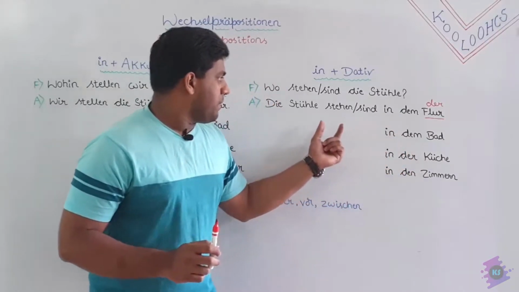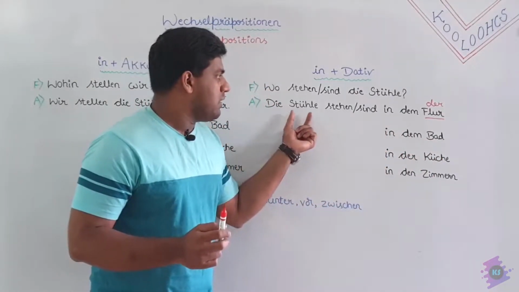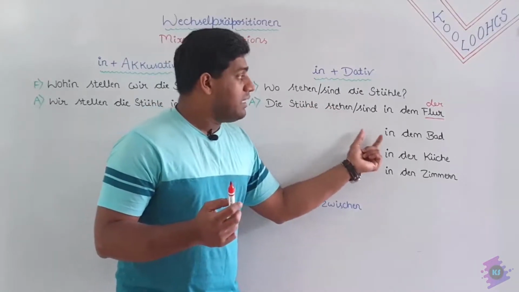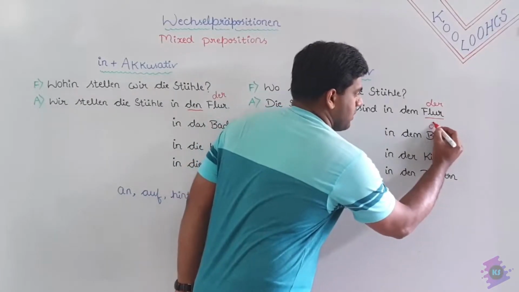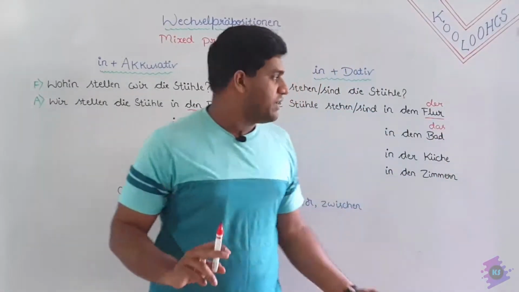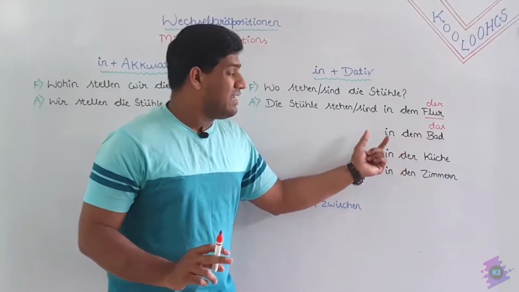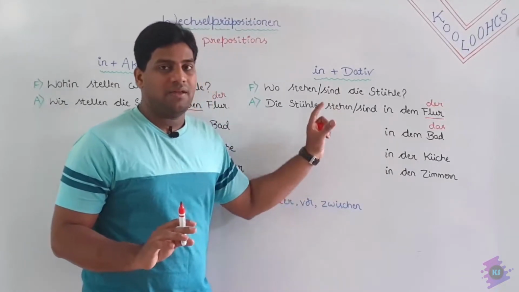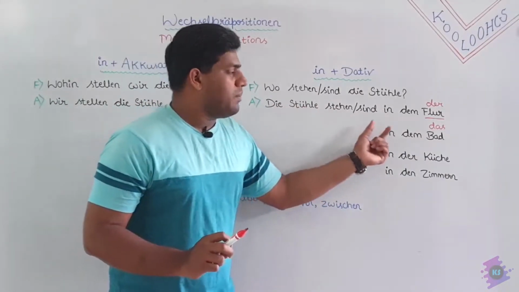And next, if the chairs are in the bathroom, you can say like this: die Stühle sind or stehen in dem Bad. In dem Bad, because Bad has the article das, as I said. It remains the same in accusative, but it changes to dem in dative. So it is in dem Bad. If you write in das Bad, it is wrong because this is a dative statement. So die Stühle sind in dem Bad.